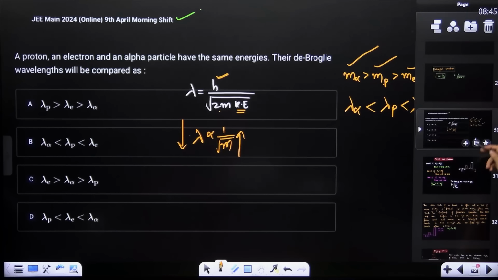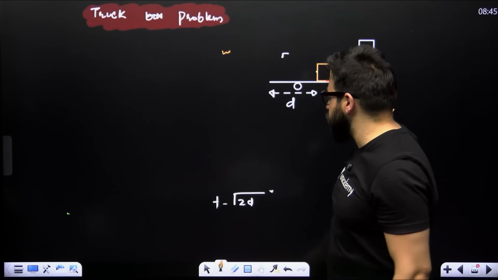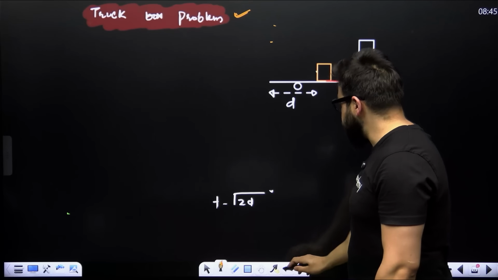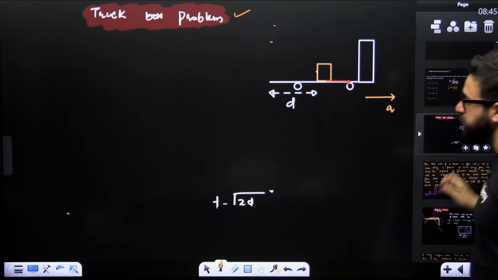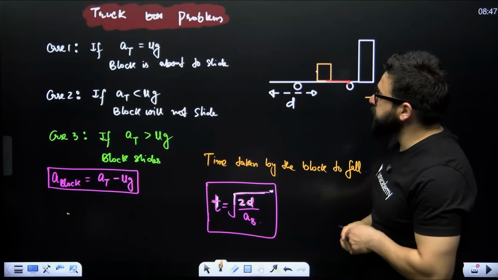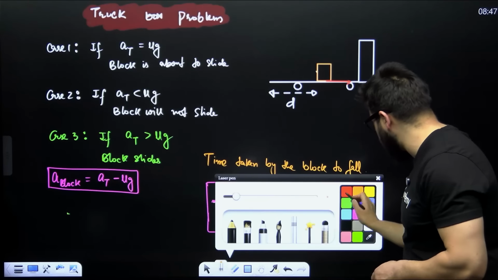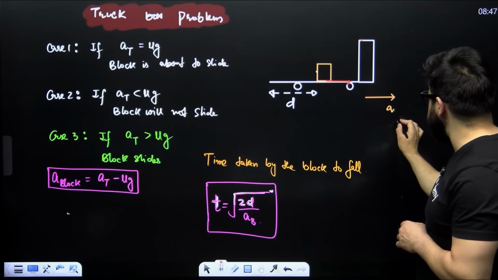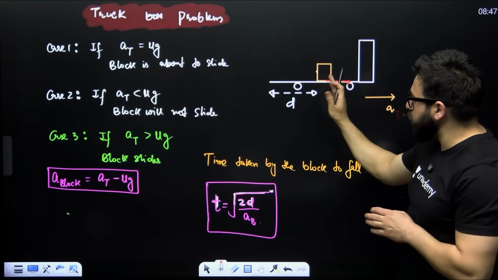Now, next concept. This is a truck box problem, a very important problem from the laws of motion chapter. Now see, in this particular case, my dear NEET aspirants, what does the truck box problem actually say? This truck is moving with some acceleration, and there is a block placed on its back.